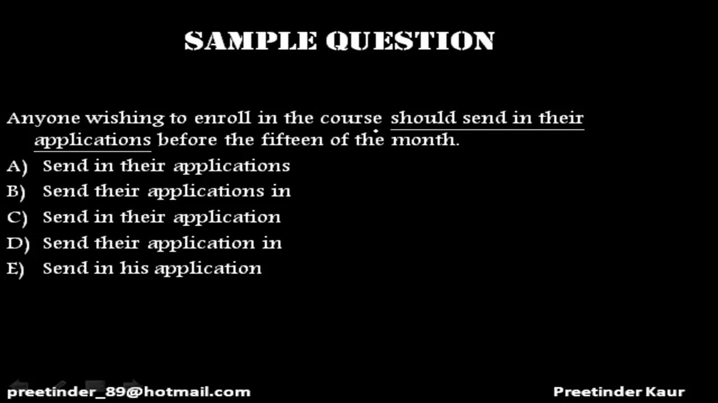Anyone wishing to enroll in their course should send in their application. So definitely there is wrong. It's not agreeing with anyone, right? Anyone wishing to enroll should send in their application. So if you see, there are 2 options with their, in fact 3 options, so all these are wrong. So you can cancel out A, C and E.